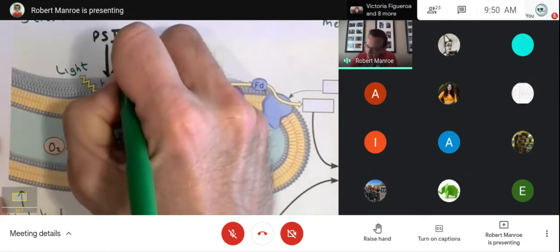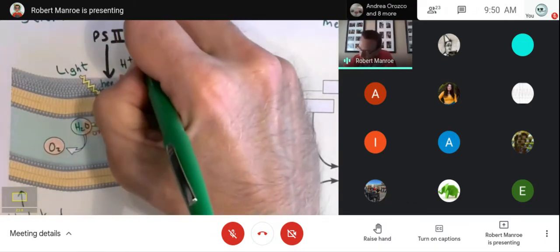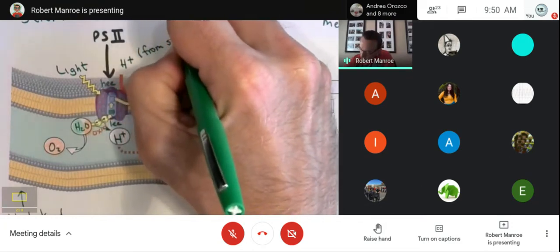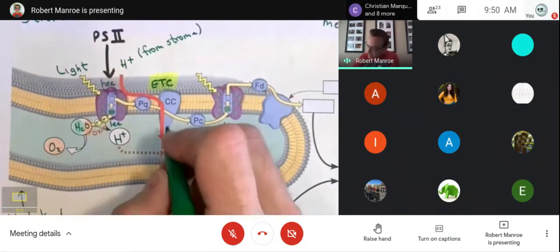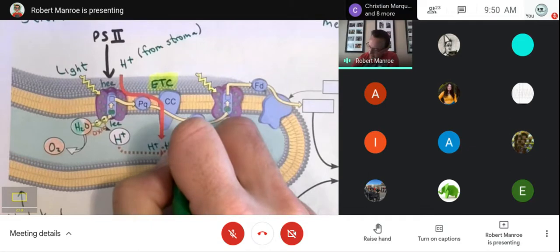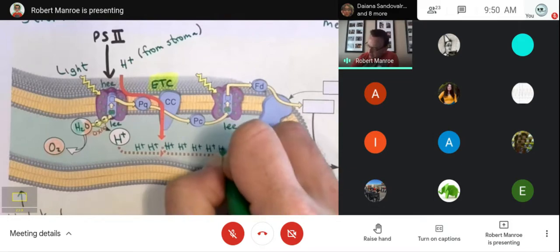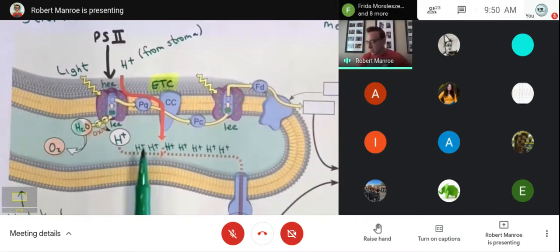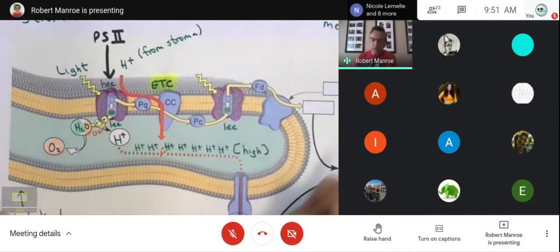A proton is then captured from the stroma, okay? So this proton from the stroma is then grabbed and forced. It's pumped into the thylakoid. So the more water that the plant absorbs, the more photolysis happens, the more protons that the plant can then pump into the thylakoid, okay? Until there is a very high concentration of protons inside of the thylakoid, okay?